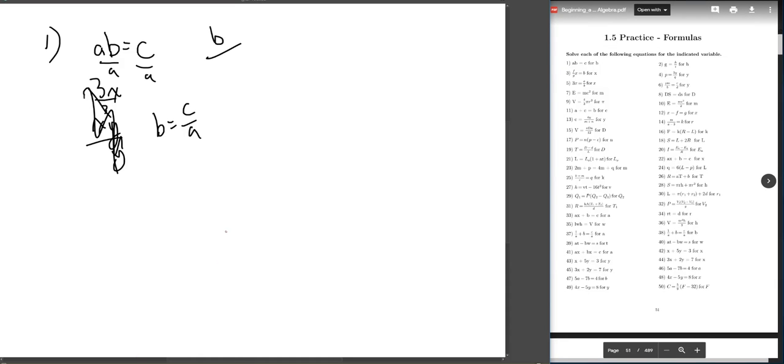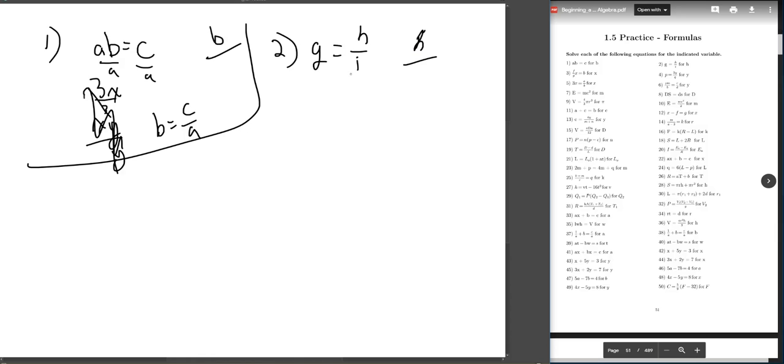All right, so we're going to go do number 2 now. G equals H over I. I find this is one of those chapters where it gets really hard fast. At the beginning it's super easy and then it gets really hard. We are solving for H.